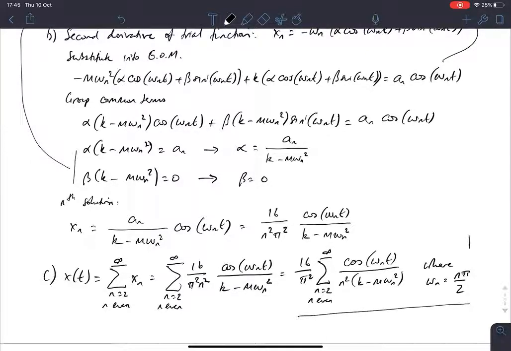There is our solution. It's important not to forget this term here. If you forgot that, then there'd probably be a mark lost for this sort of thing, because you've got to specify what omega n is. Alternatively, you could insert that into the equation and leave n pi upon 2 wherever you see an omega n.